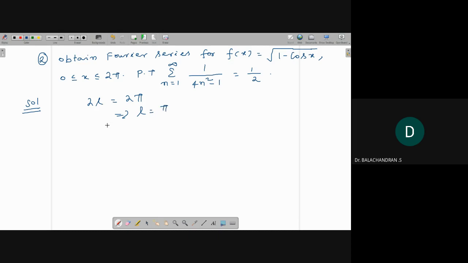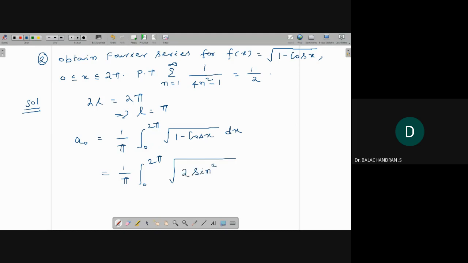So a naught. What is a naught? A naught is 1 by l. L is pi. Limit is from 0 to 2 pi. F of x is what? Root of 1 minus cos x into dx. Okay. So 1 by pi. Limit is from 0 to 2 pi. This one I can write 1 minus cos x is 2 sine square x by 2 into dx.